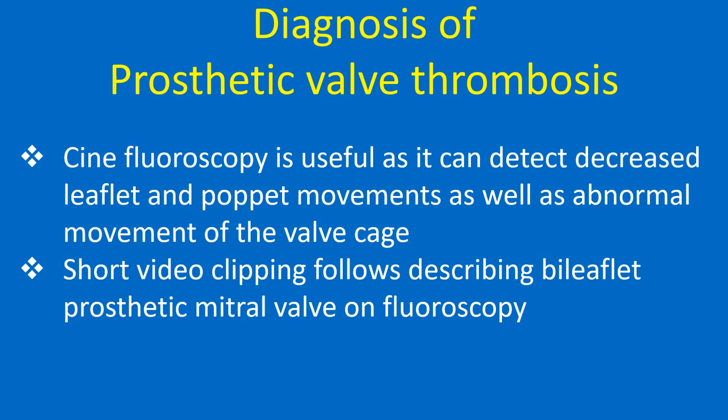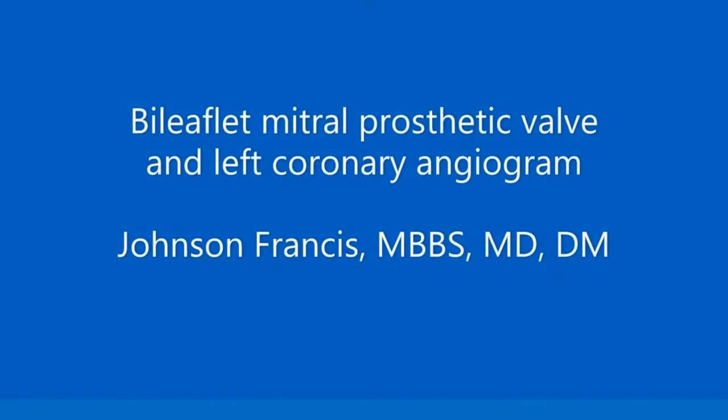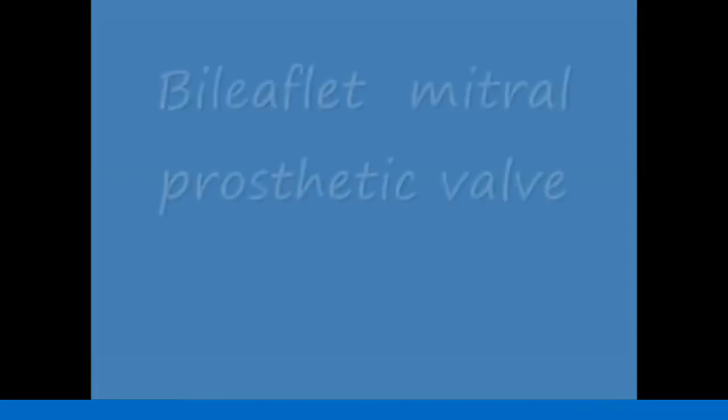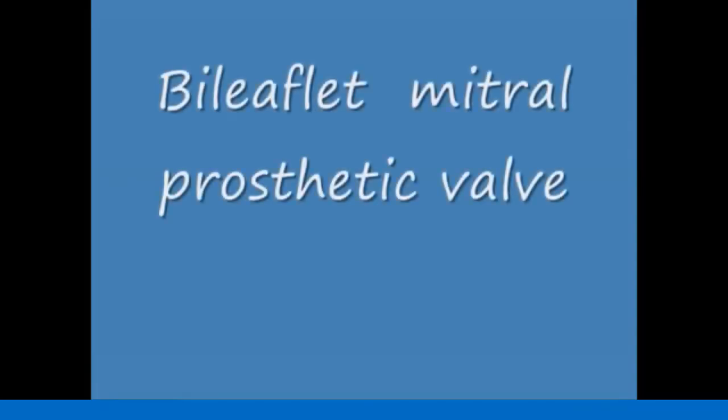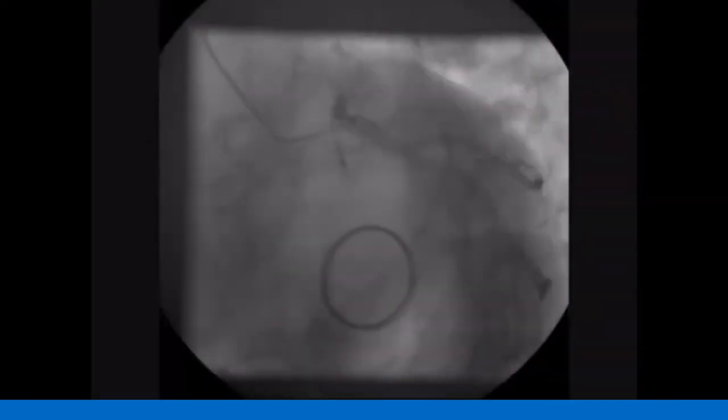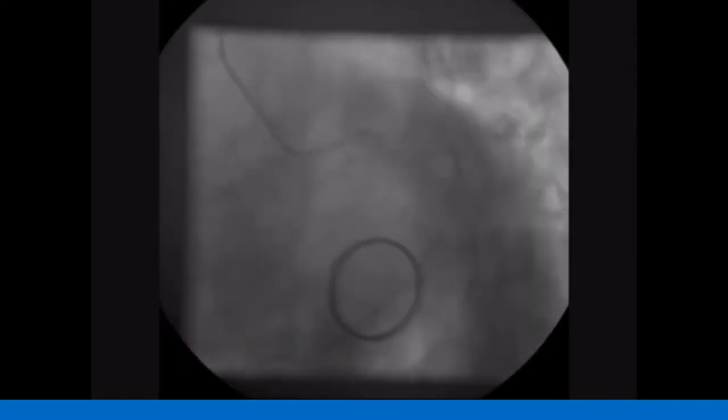Cinefluoroscopy is useful as it can detect decreased leaflet and poppet movement as well as abnormal movement of the valve cage. Short video clipping follows describing bileaflet prosthetic mitral valve on fluoroscopy. Bileaflet prosthetic mitral valve and a left coronary angiogram in the background. The image shows the opening and closing of the mitral leaflets.